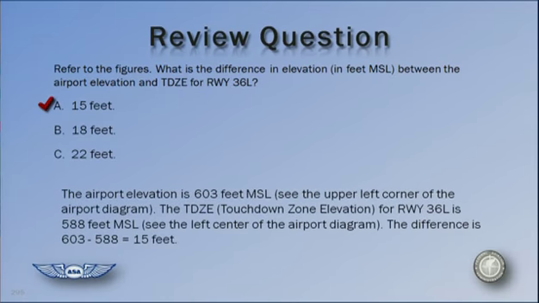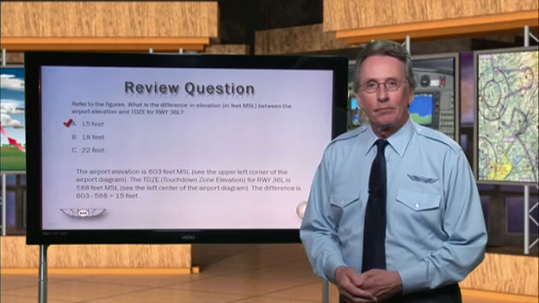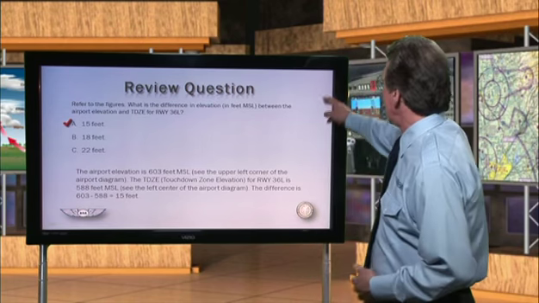The airport elevation, of course, we did the math here, 603 feet, took away our touchdown zone elevation of 588 feet, the difference being 15 feet. There you have it. Okay, new topic.